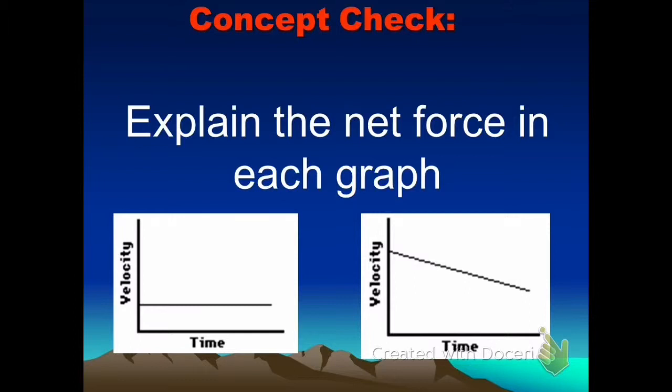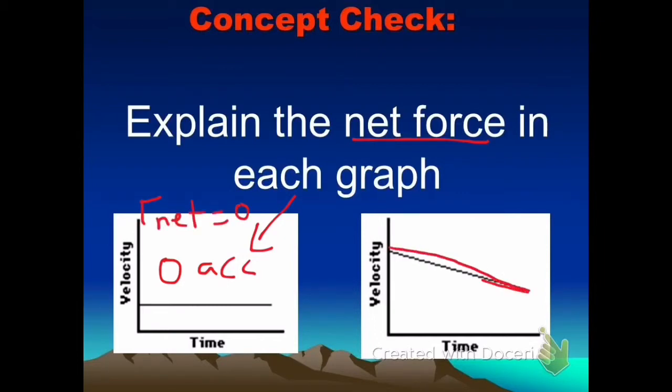Let's take a look at two graphs and look at how the net force is shown. So remember, net force, if it's 0, there is no acceleration, right? So that's here, right? 0 acceleration. It's a flat line, which means the net force is 0. Whereas this one is slowing down, right? Its velocity is decreasing. So this has a net force not equal to 0, something that's causing it to slow down.